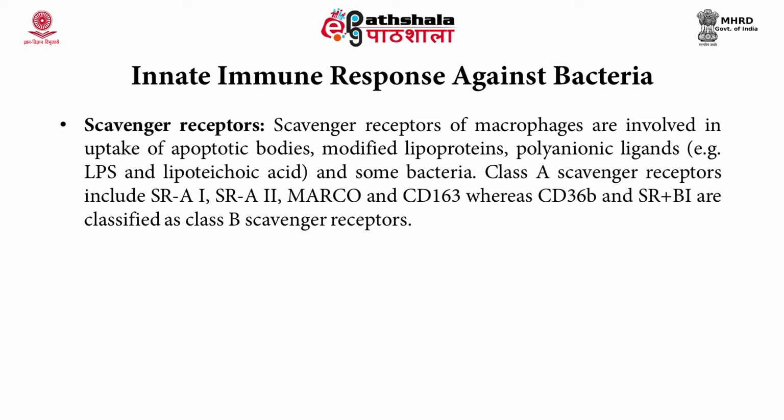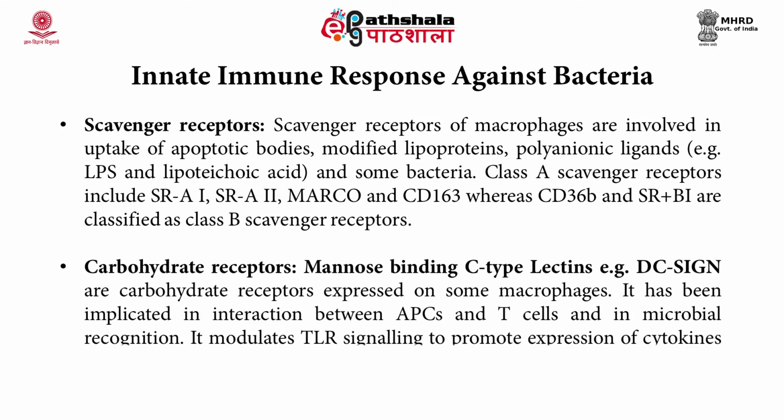Class A scavenger receptors include SRA1, SRA2, MARCO and CD163, whereas CD36 and SR-B1 are classified as class B scavenger receptors. The next category is mannose binding C-type lectins. For example, DC-SIGN are carbohydrate receptors expressed on some macrophages. It has been implicated in interaction between APCs and T cells and in microbial recognition. It modulates TLR signaling to promote expression of cytokines IL-10 and IL-8.